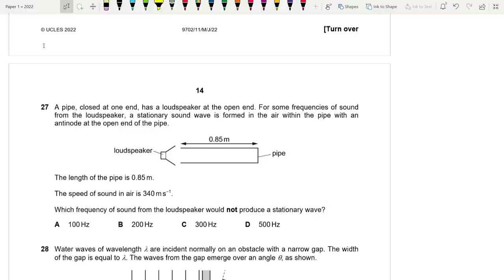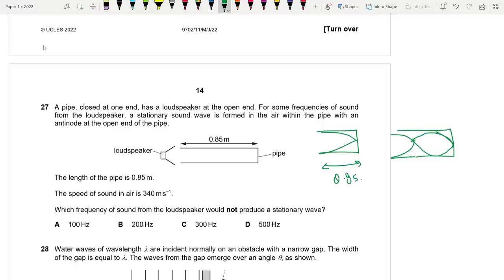A pipe closed at one end has a loudspeaker at the open end. For some frequencies of sound from the loudspeaker, a stationary wave is formed in the air within the pipe. So one closed end, one open end. So we basically have these patterns. These patterns are possible. Either we can get this one or this one, basically something like this and so on. So let's see for this one. The length is fixed at 0.85. So lambda by 4 is equal to 0.85.